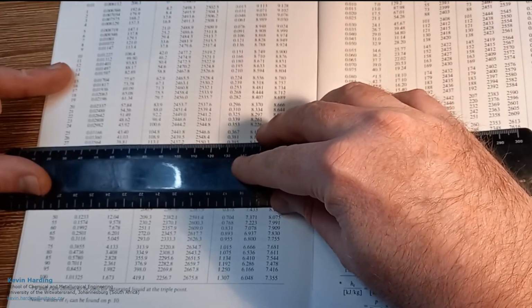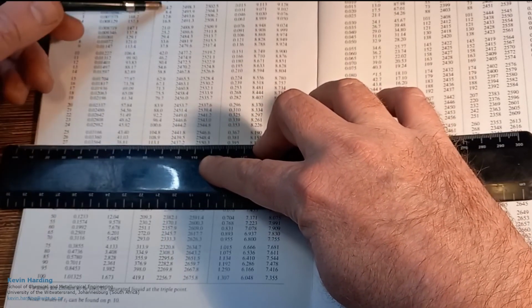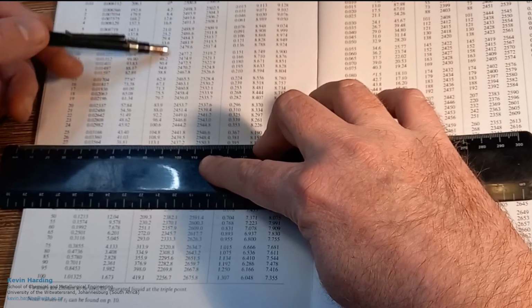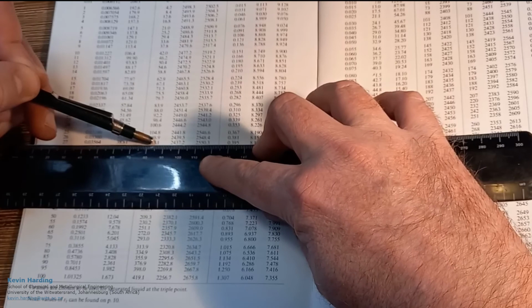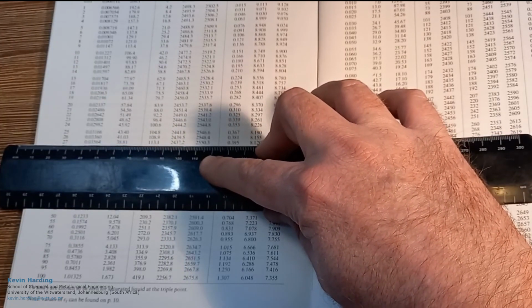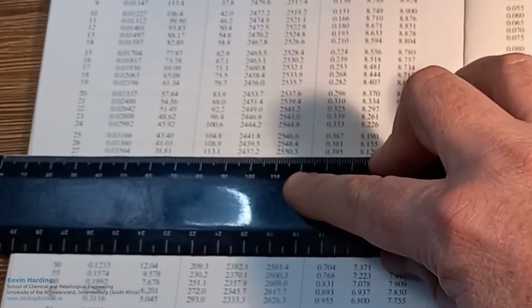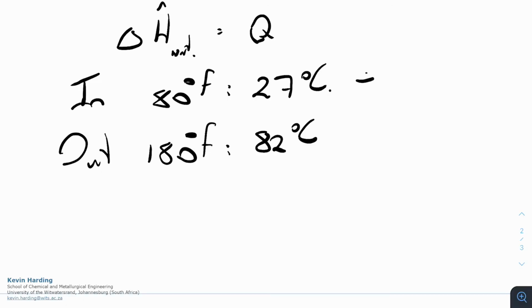So we said the first one was at 27 degrees Celsius. This column here is going to be the enthalpy of the fluid, the HF, where the liquid is still water. The question said water went into a pipe, so it didn't say steam, so we're going to assume it's all still water. So at 80 degrees Fahrenheit or 27 degrees Celsius, the enthalpy is 113.1 kilojoules per kilogram.